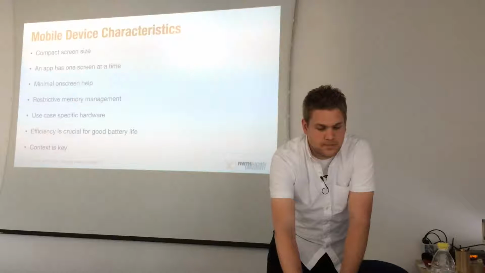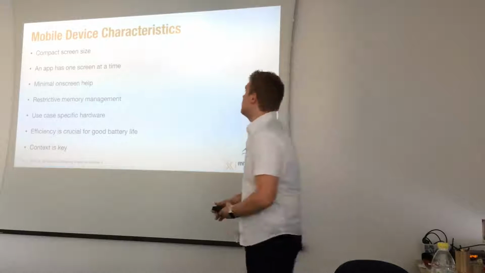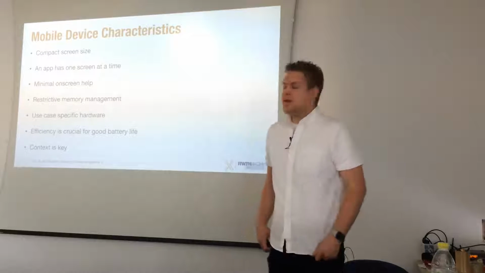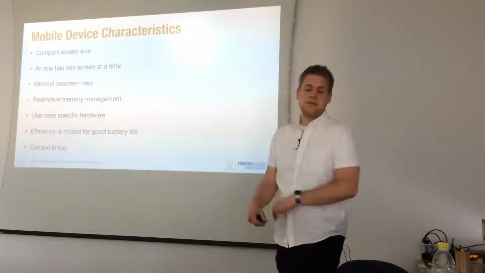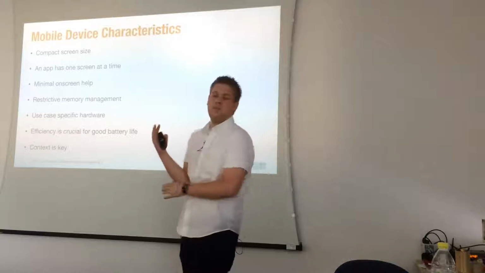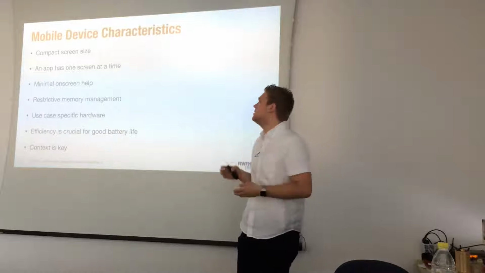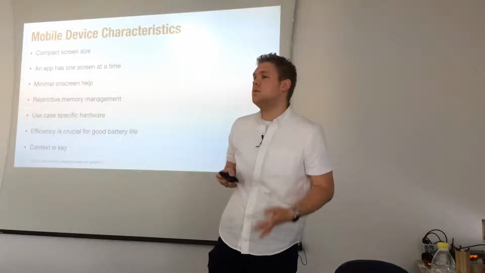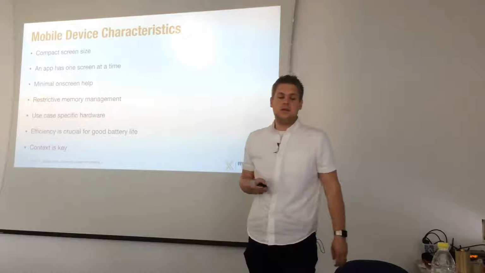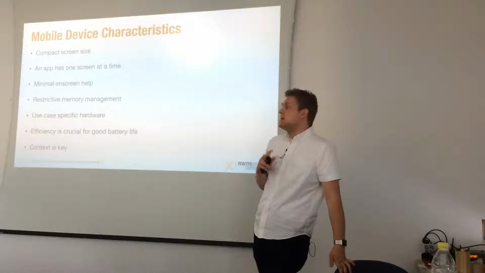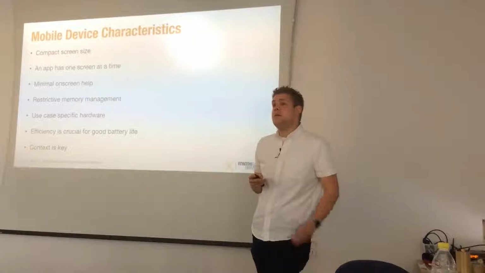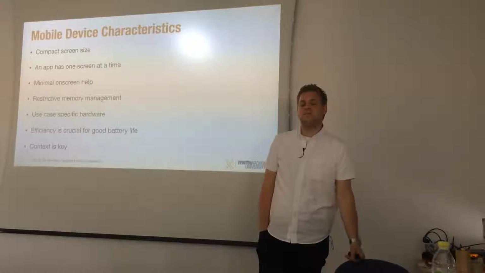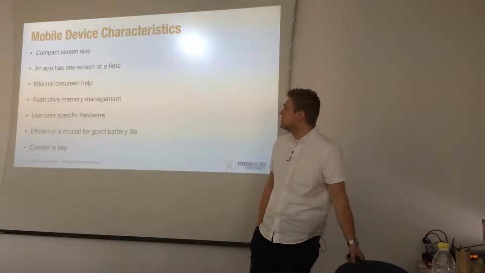So last week, actually 2 weeks ago, right? We already mentioned that mobile device characteristics look like this. We typically have a compact screen size, which means there's only one screen at a time. And of course, as there's not much room to display stuff, also the on-screen help is minimal. Also things like a label under a button, which you typically find on a desktop system, are not prominently used in mobile systems.